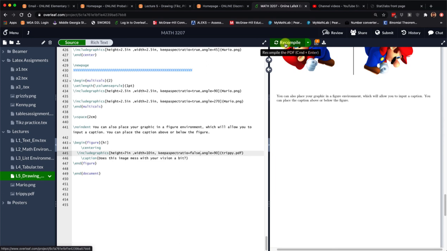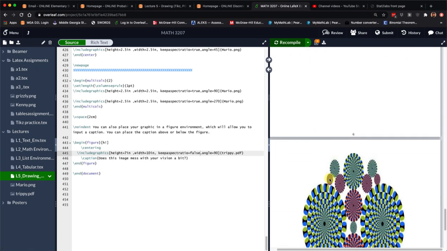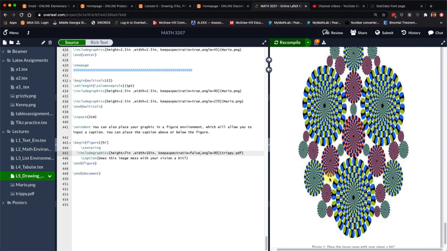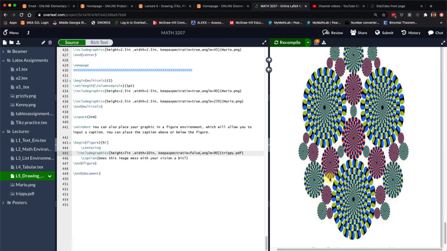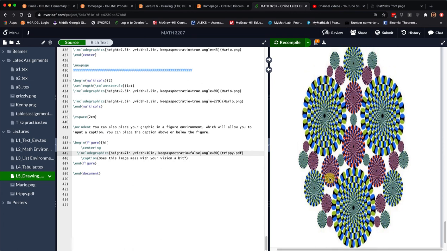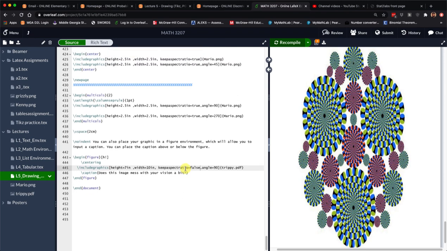Compiling. Compiled, and no longer is it where I want it to be. Yes, it did something weird. When I set it to false, it kind of elongated it and took that width being 10 inches into consideration. So it probably doesn't need to be that big.